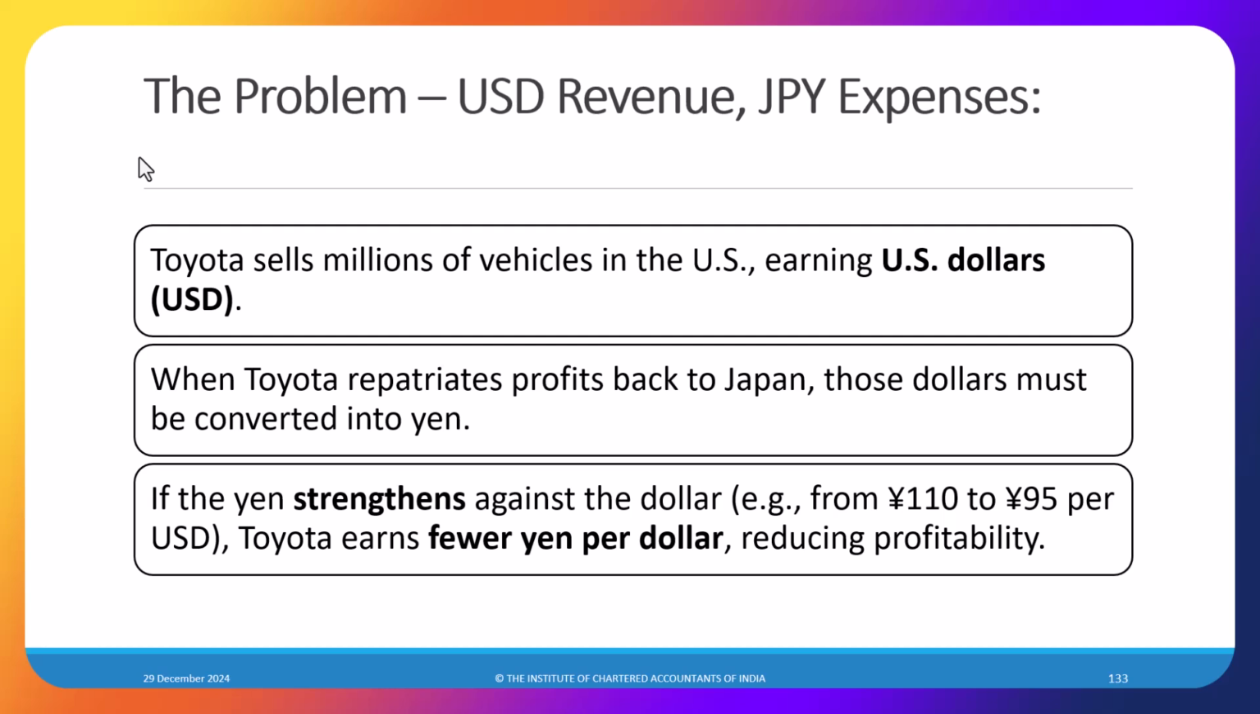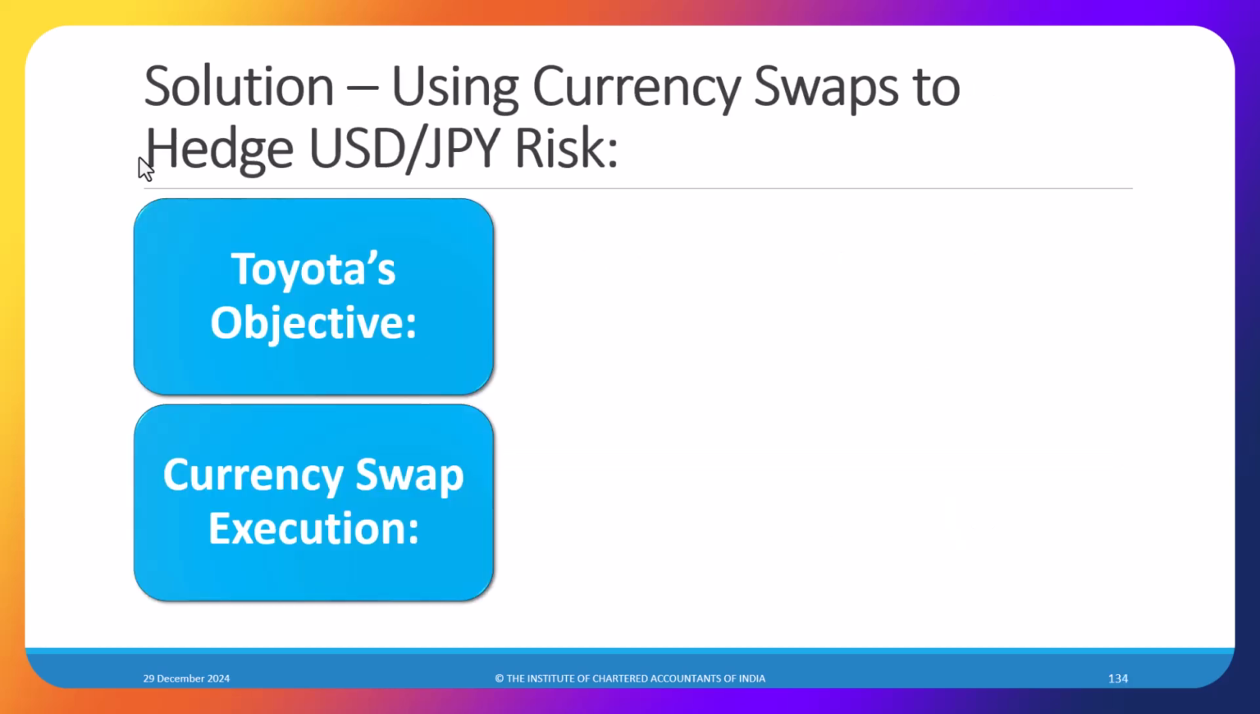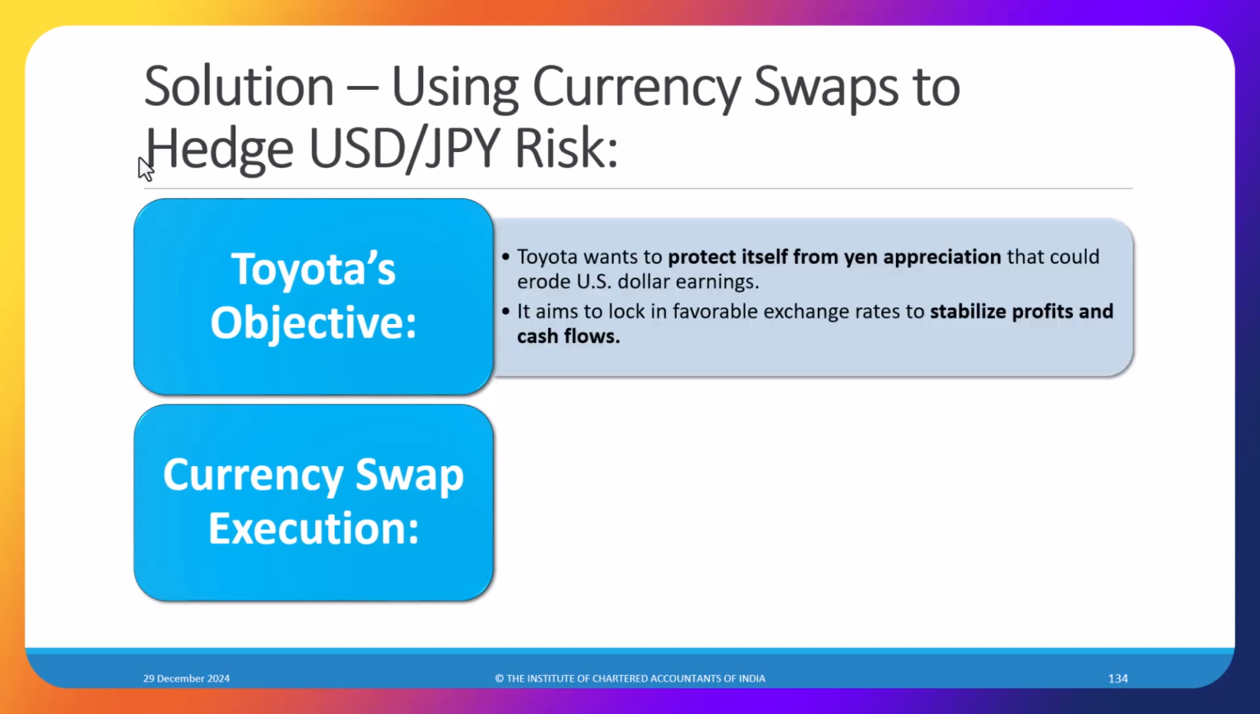So, how they find a solution is that they are entering into currency swaps to hedge the USD Japanese yen exposure. They want to protect itself from the yen appreciation that would erode the US dollar earnings. It aims to lock in the favorable exchange rate to stabilize the profits and cash flow. So, at that time, whatever the exchange rate, they think that yen will further strengthen. So, they are doing it at the same time. At the time when they look that the currency will further strengthen, let us bring the money now.